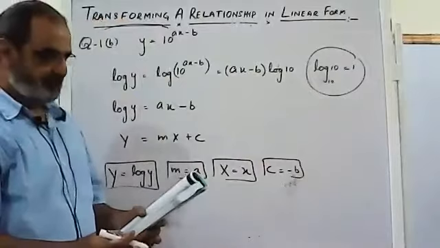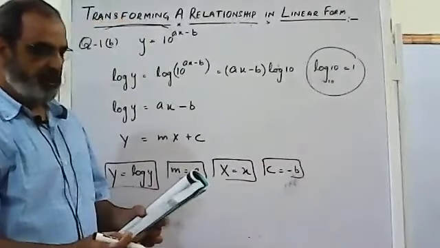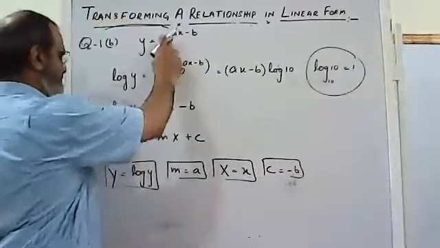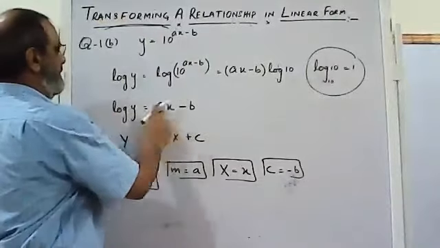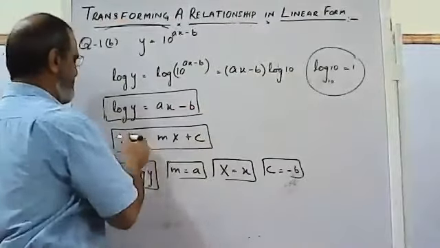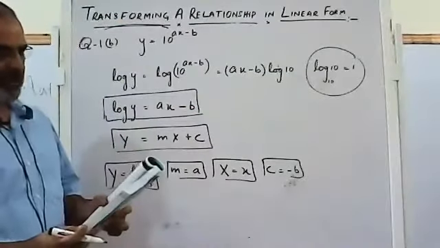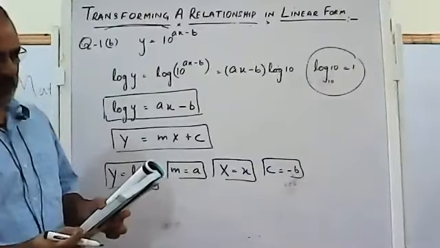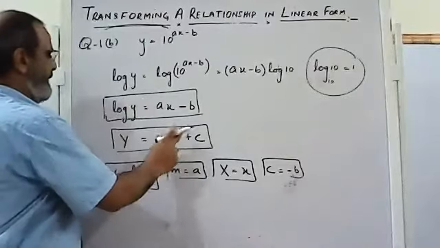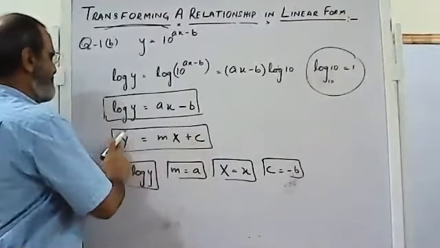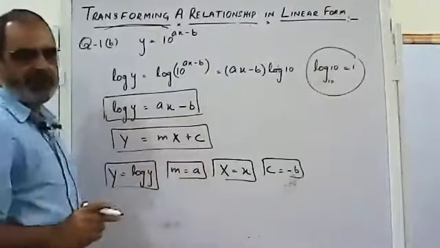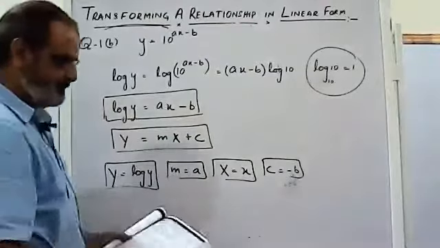So he said, change each of these non-linear equations into the form y is equal to mx plus c. I have changed this non-linear equation into the form y is equal to mx plus c. And then he said, state what the variables x and y and the constants m and c represent. So y represents log of y, x represents x, m represents a, and c represents minus b. It's very simple.